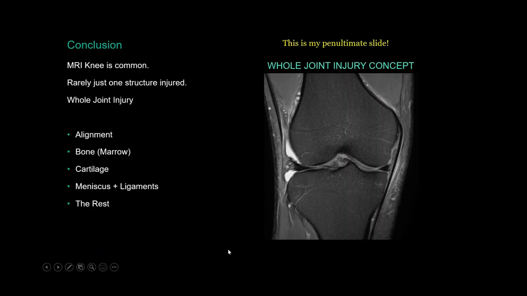Okay, so this is my second to last slide. In conclusion, MRI is common. Rarely is just one structure injured, and you need to keep in mind the whole joint injury concept. For my reports, I normally look at alignment first, then I look at the bone to see whether there's bone marrow edema and present osteophytes or degenerative changes. Then I'll look at the cartilage in all the various compartments, looking at the thickness, signal changes, whether they've lost the stratified pattern. Then I'll look at the meniscus and the ligaments and the rest of the structures around the knee joint as well.